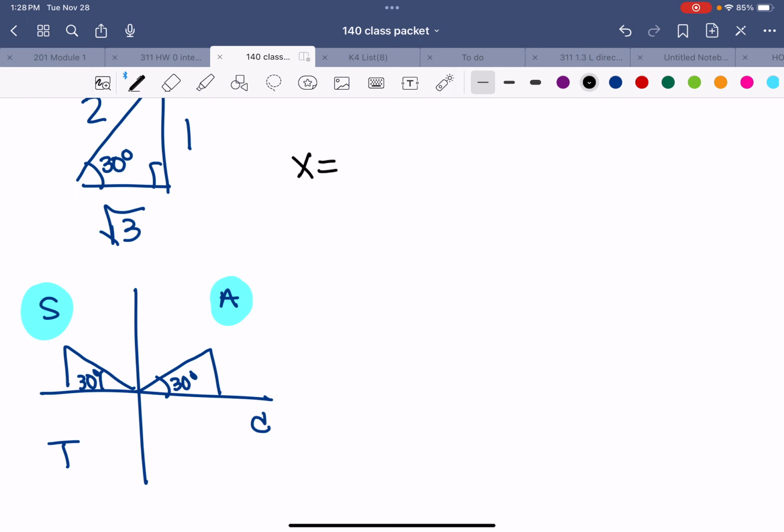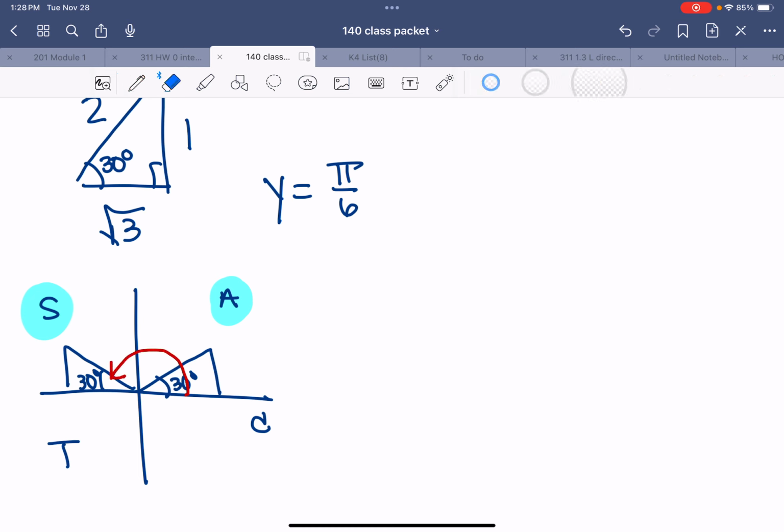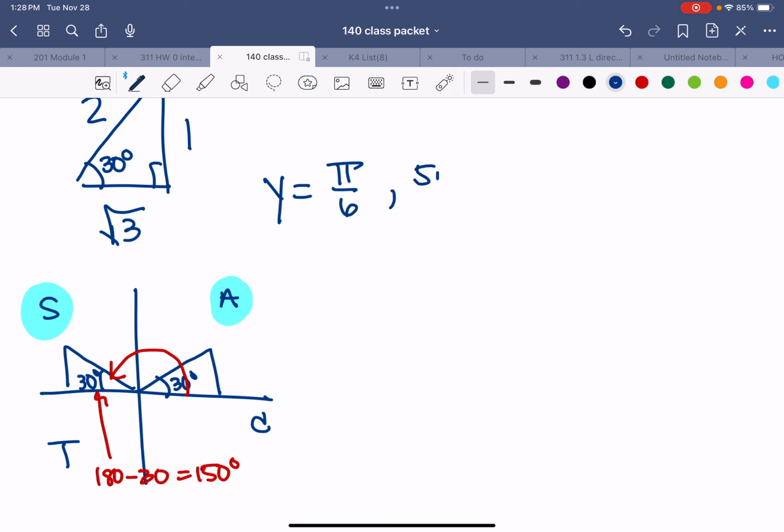So my y, that's what I'm solving for here, is equal to pi over 6. That's 30 degrees. 30 over 180 is 1/6. And then we are going to get our second angle. So if we start from here and go all the way over here, you're going 180 minus 30, which is going to give you 150. And if we convert 150, taking 150 and dividing it by 180, that gives you 5/6 pi. So 5 pi over 6. Okay, so those are my values for y.